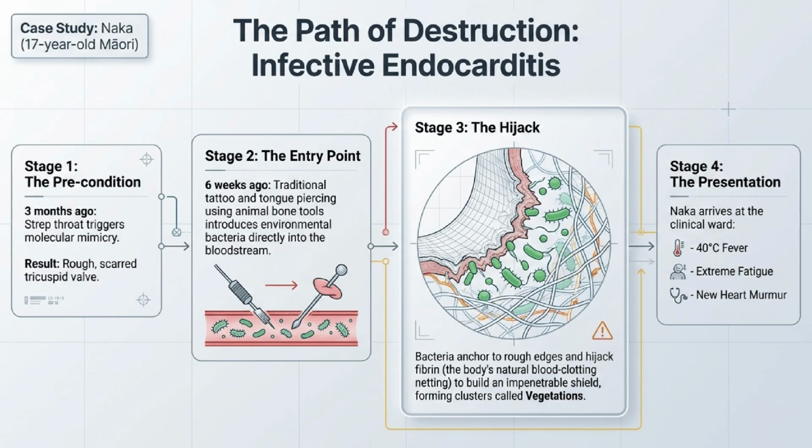The piercing and tattooing introduced environmental bacteria directly into his bloodstream. Because his heart valves were already inflamed and roughened from the recent rheumatic fever, that bacteria found the perfect place to anchor. So now he presents to the hospital with a 40°C fever, extreme fatigue, a new heart murmur, and an echocardiogram showing actual vegetations growing on his tricuspid valve. The structural damage literally set the stage for the infectious destruction.